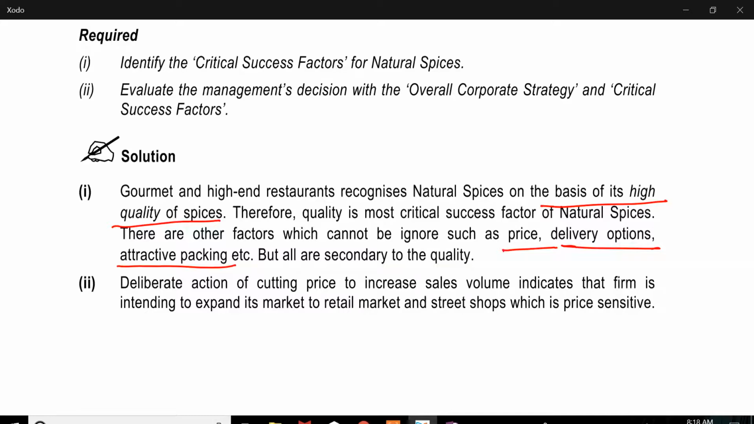Support may not be that critical here, because support is basically after sales service. When somebody is selling spices, there is no after sales service. After sales service comes for something like mobile phones, laptops, so there it may be critical. So they say your important factor is quality, but you cannot ignore price, delivery, support, attractive packing, etc.